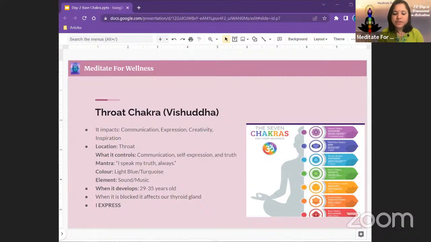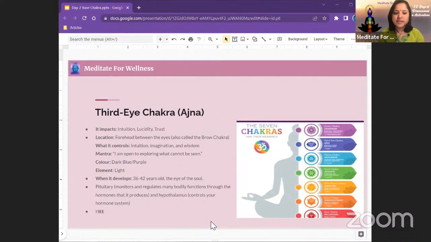You have a list of diseases related to these chakras, but because the session is really short, I'm just briefing you overall on what happens when this chakra is active or not clear. When this chakra is in balance, I express myself completely. That's what happens.